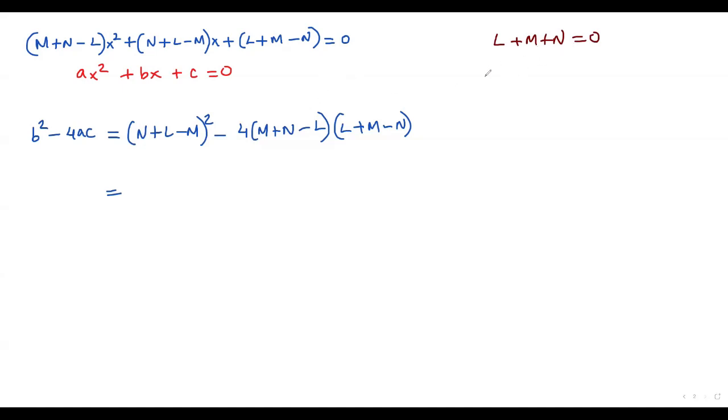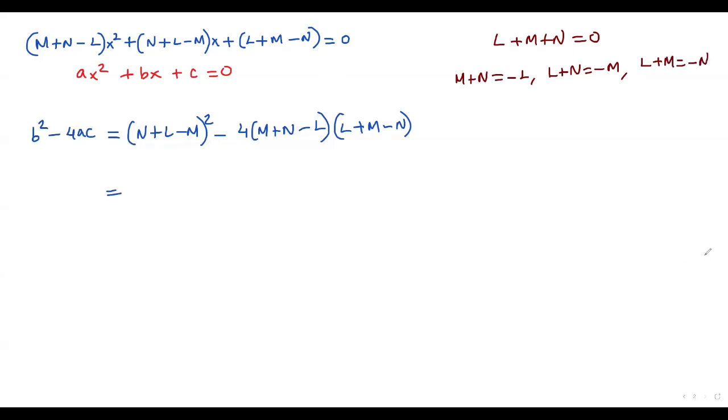If I subtract L from both sides of this equation, then I will be getting m plus n equals negative L. Okay, if I subtract m from both sides of this equation, then I am getting L plus n equals negative m. Okay, if I subtract n from both sides of this equation, I will be getting L plus m equals negative n.